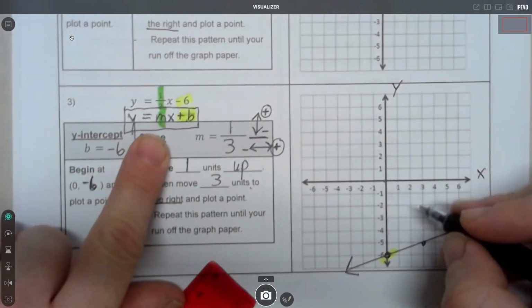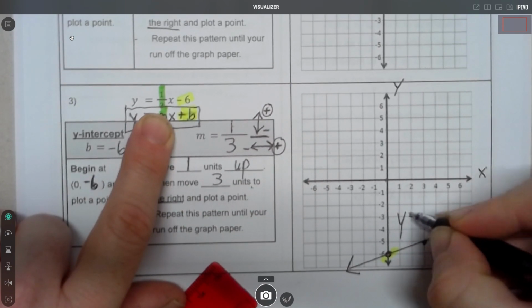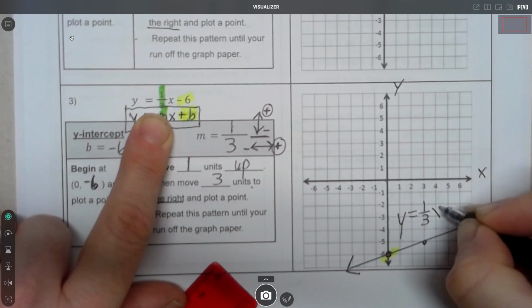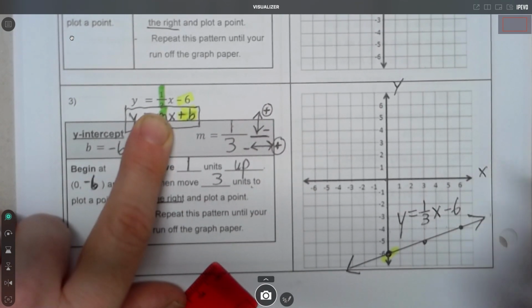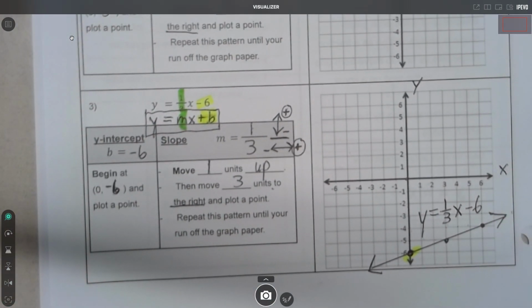And then the last thing we do is label our line with the equation y equals 1/3 x minus 6. Okay. So that is how you graph a line when you're given a linear equation in slope-intercept form. Please try the rest of the problems on your own.